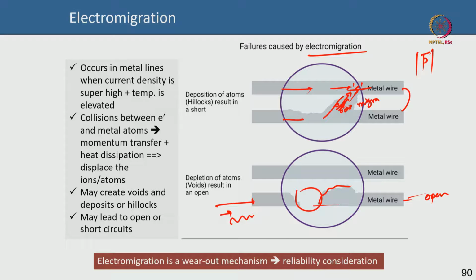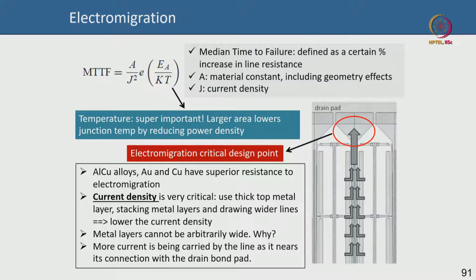The reason for this is the high momentum transfer between the electrons and metal atoms that are colliding at higher temperature and current levels. It's a wear and tear mechanism. It's just a reliability and wear and tear mechanism. The way to quantify it is to use something called MTTF, mean time to failure. The mean time to failure of a device depends on this electromigration a lot.